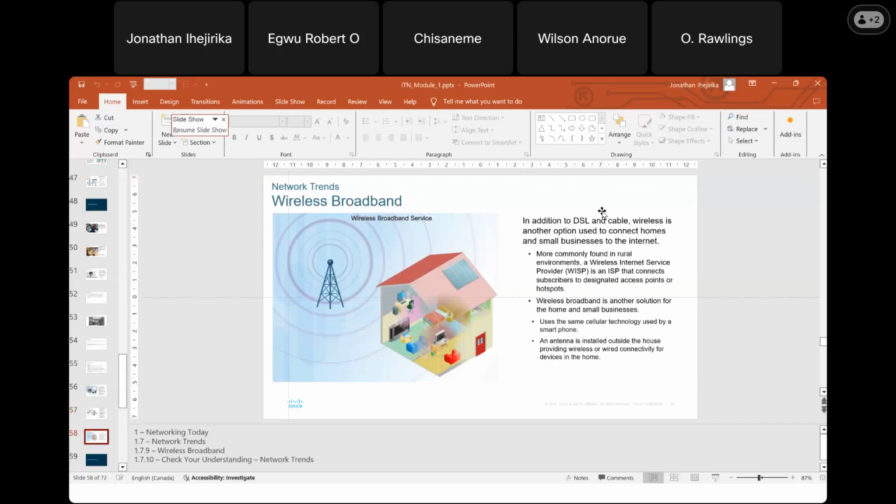Now, wireless bandwidth. In addition to DSL, that is digital subscriber line, and cable, wireless is another option used to connect homes and small businesses to the internet. It is more commonly found in rural environments. A wireless internet service provider, WISP, is an internet service provider that connects subscribers to a designated access point or hotspot.